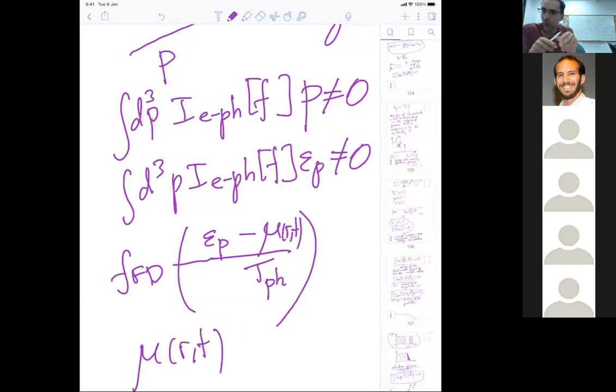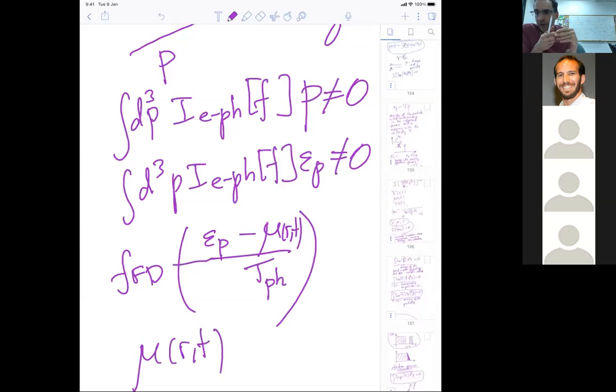So this will also be, in some sense, a hydrodynamic description, but a hydrodynamic description that involves only one field: the density of particles, or the chemical potential of the particles. That's the only degree of freedom that you can change in this system.